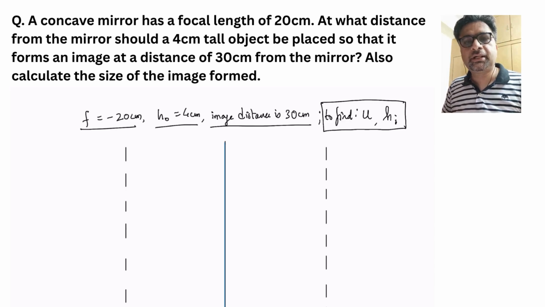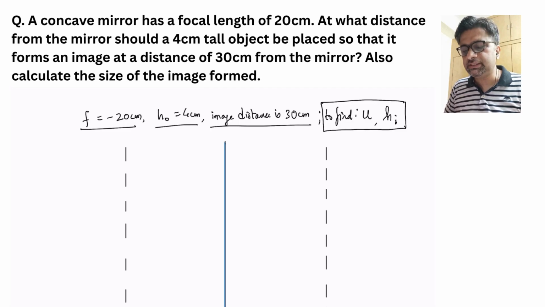Hello all. So this is a class 10 physics question for CBSE, comes under the chapter light for spherical mirrors. This is a concave mirror question. So it's given that the focal length is 20 centimeters. By sign convention we see that f is equal to minus 20 centimeter.